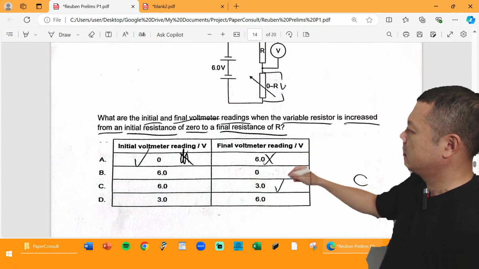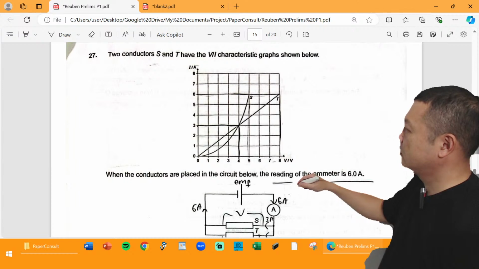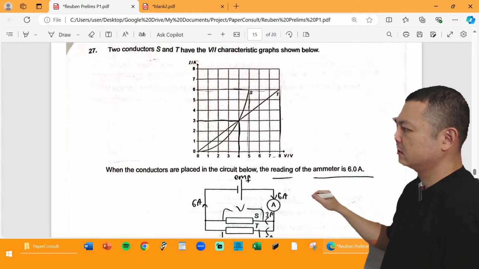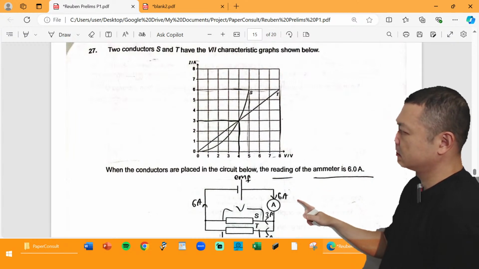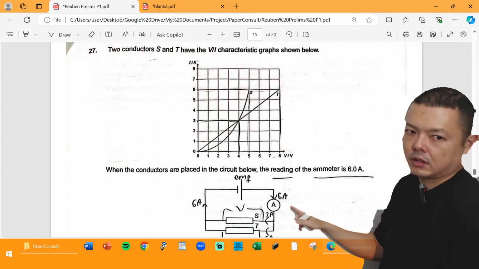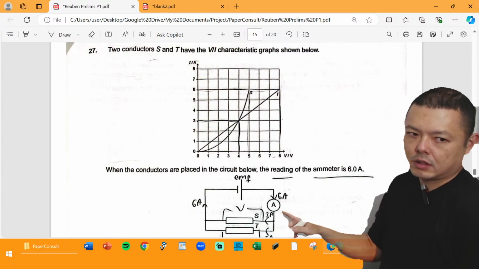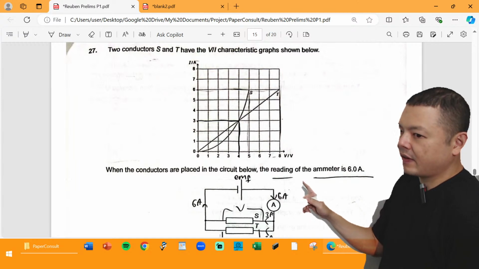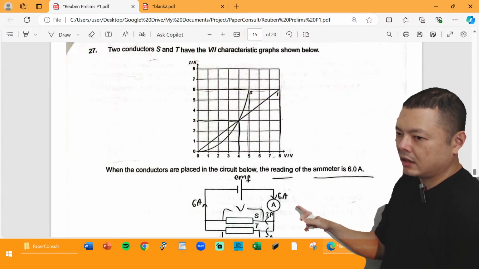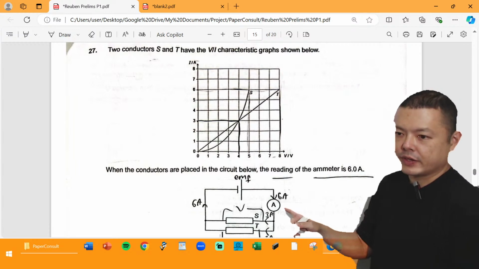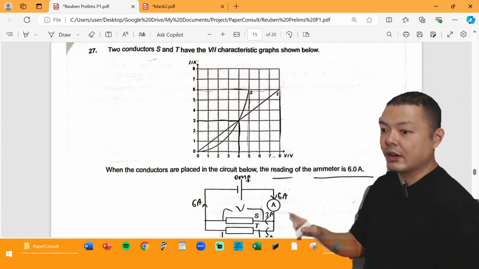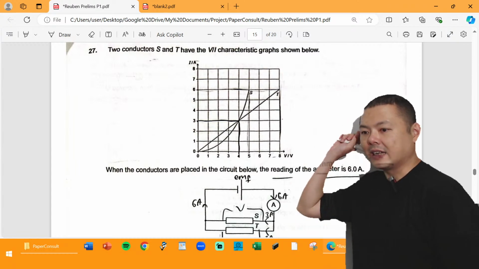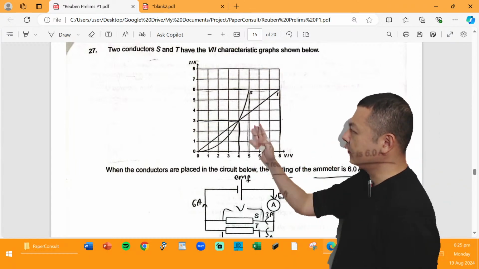26 only. 27. Careful, 27. Do you know what to do for 27? 27, never find a gradient. If you want to find resistance, never find a gradient. Never base it on gradient. Always go by the ratio. So you take whatever V you divide it by the I.